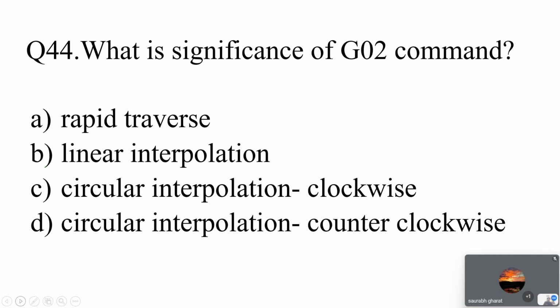So what is the significance of the G02 command? Why do we show G02 here? Because it is mostly used for circular interpolation. So linear and rapid are gone because they are not circular. Only this part is for circular. As I mentioned, this is used for circular. Okay, so this part is already gone.